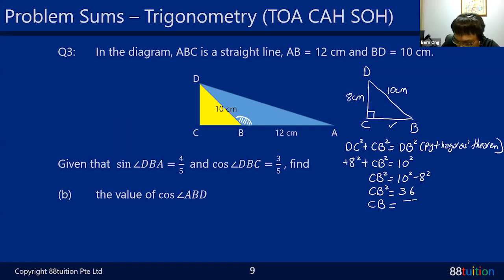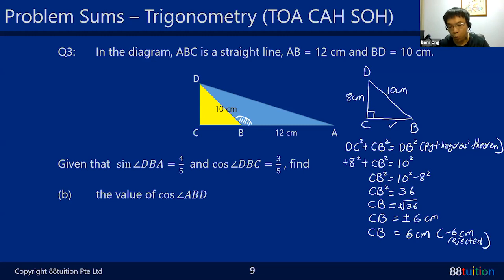CB is equal to the square root of 36, which is equal to what? Plus and minus 6 centimeters. However, you can only accept the positive. Then you have to say that I reject the negative 6 cm. The teacher will not ask you why. But if the teacher asks you, then you just say that a length cannot be negative. So that's how you present your Pythagoras theorem, CB being 6 centimeters.